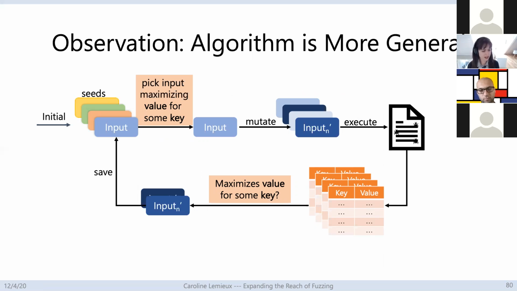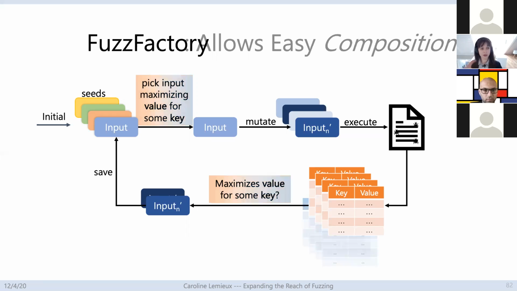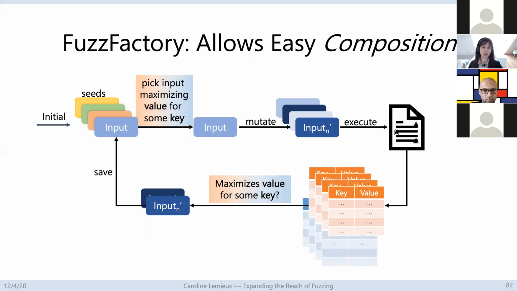And this is exactly what we did in FuzzFactory. So in FuzzFactory, we made this generalization much more explicit. We made it easier for users to inject calls into the program that construct these key value maps automatically. And this also allowed us to compose different goals. So you could be trying to maximize not only edge hit counts, but some other type of key value objective. I'll show you an example in a case study.